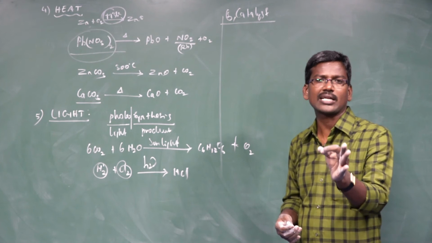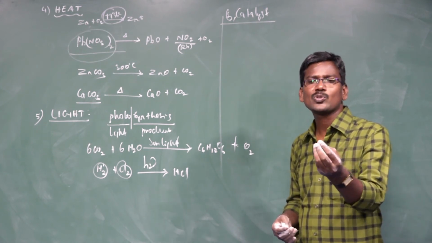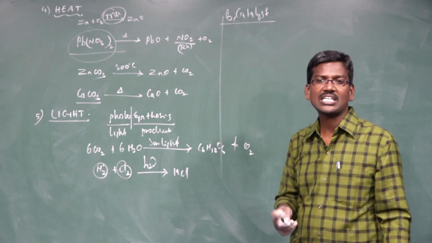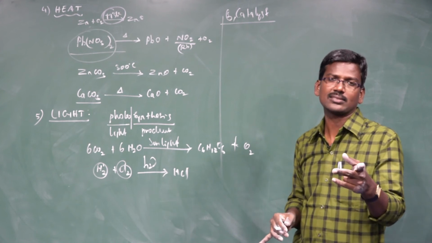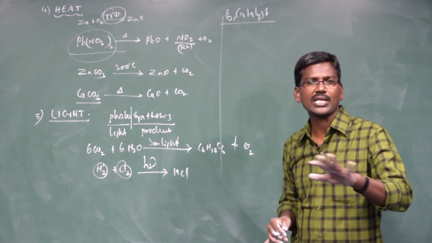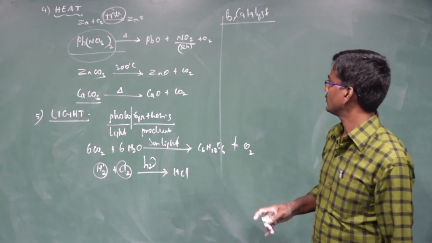Simply, a catalyst is a chemical substance which is used to increase or alter the rate of reaction without itself undergoing chemical change. The catalyst does not react with the reactants. The catalyst is used to increase the rate of reaction.